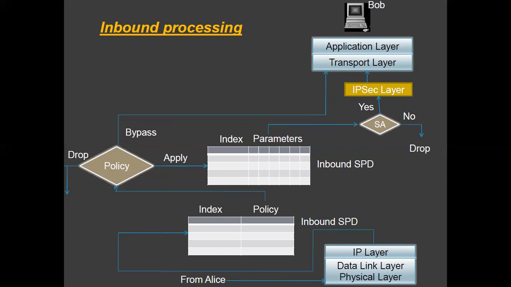Then decryption is done, authentication is done, or both are applied. If the packet passes the security criteria, the AH or ESP header is discarded, and then the packet is delivered to the transport layer. This is the case when the security association is already established. If it is not there, then the packet has to be discarded. For the received packet, if there is no security association, then that packet has to be discarded. So this is how the security policy is applied and processed in both cases, inbound and outbound traffic.